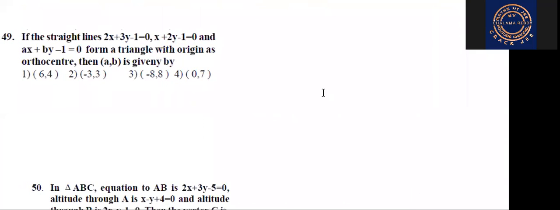Next. So I am going to another question, students. See that 49th question. How to do that? Read the question first. If the straight lines 2x plus 3y minus 1 is equal to 0, x plus 2y minus 1 is equal to 0, and ax plus by minus 1 is equal to 0 form a triangle with origin as orthocenter, then find a comma b. Here origin as orthocenter is given. That means see here, this is one triangle.